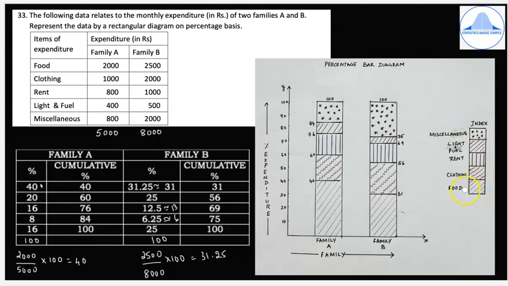Starting from below, first it will be food, then clothing, rent, light and fuel, miscellaneous. You can write the title as percentage bar diagram.